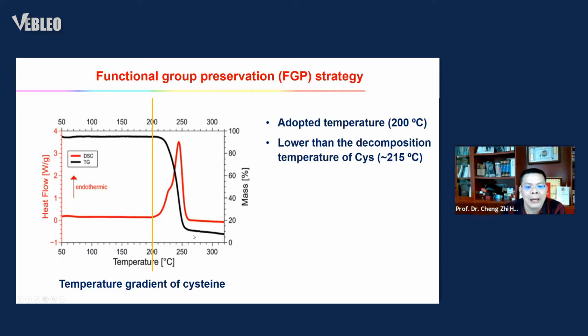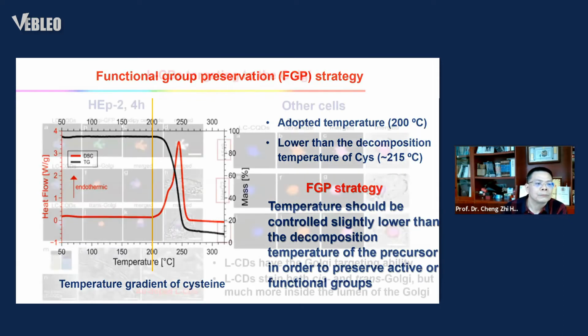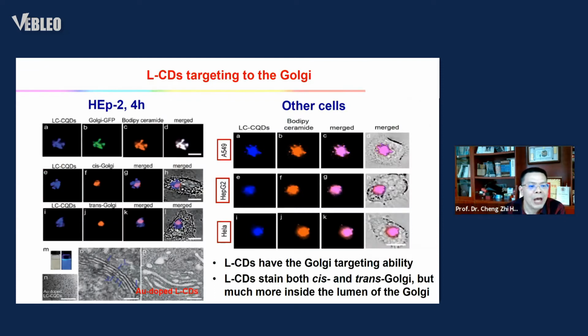Thus, we proposed the FGP strategy in order to prepare carbon dots with the active functional group of the thiol on their surface. The as-prepared L-type carbon dots through the FGP strategy were identified to specifically target the Golgi by studying HepG2 cells and other cancer cells with Golgi-GFP or a commercial Golgi dye, showing that the accumulation of the L-type carbon dots in the Golgi rarely occurred elsewhere.